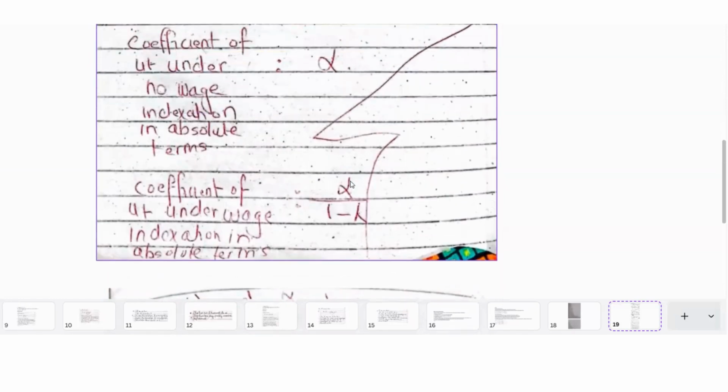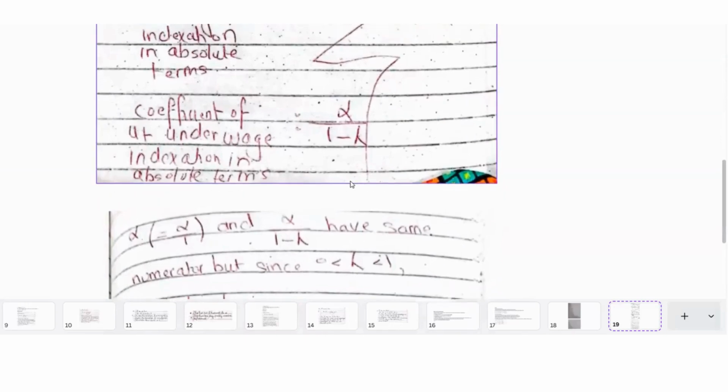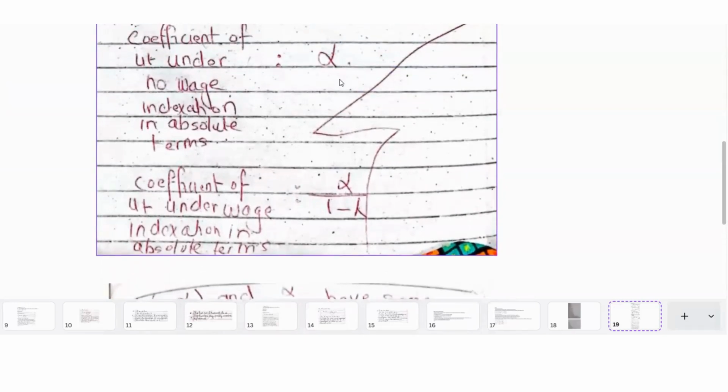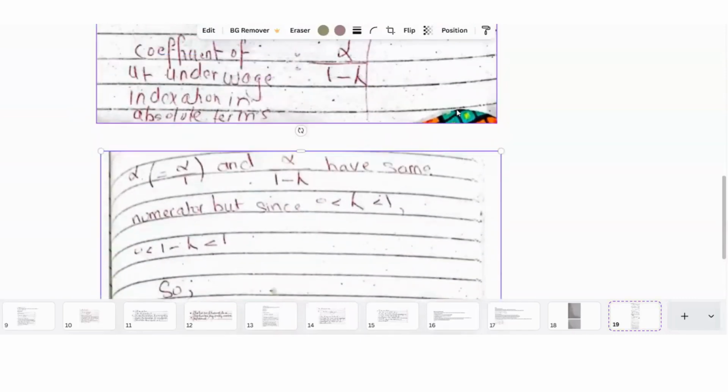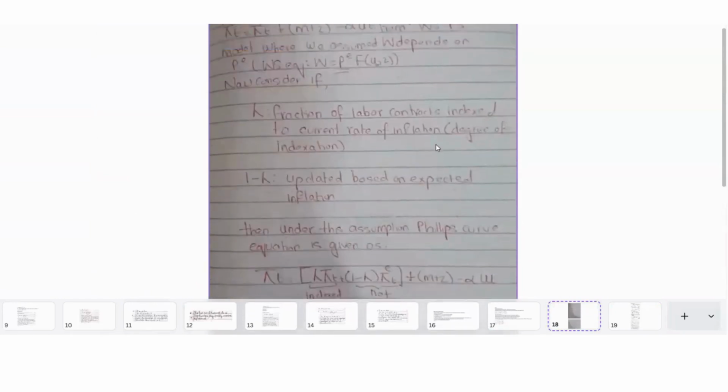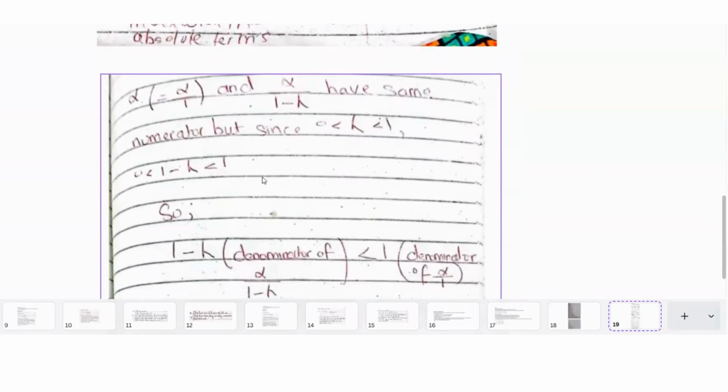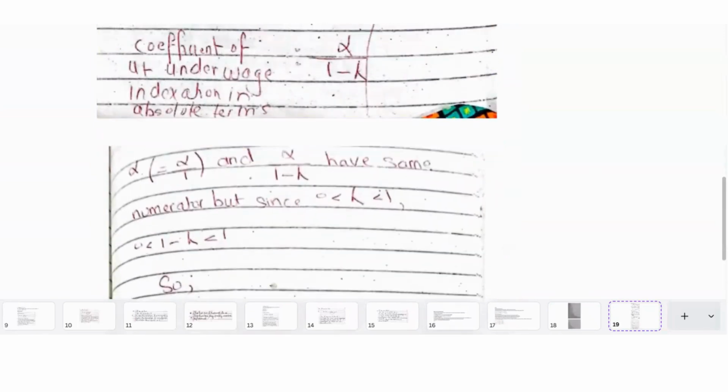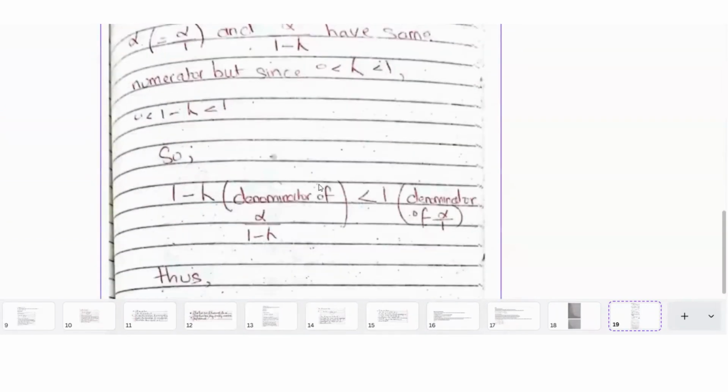Notice both of these coefficients have the same numerator, alpha, but the denominators are different. Here the denominator is 1, and we can write this as alpha by 1. Here the denominator is 1 minus lambda. Now, lambda is between 0 and 1, as we saw before. It's the fraction of labor contracts indexed to the current rate of inflation. Since lambda is between 0 and 1, 1 minus lambda is also between 0 and 1. So 1 minus lambda, the denominator of alpha by 1 minus lambda, is less than 1, the denominator of alpha.